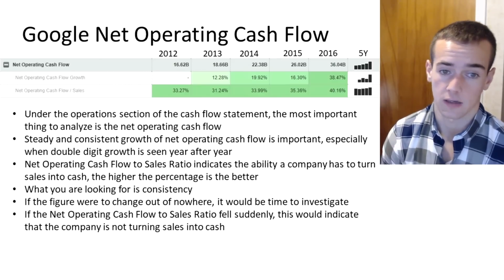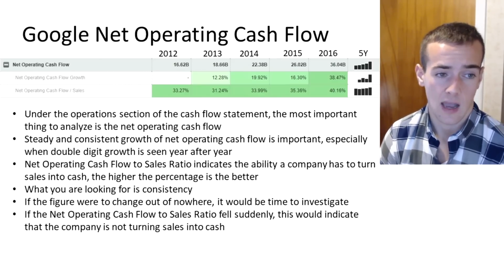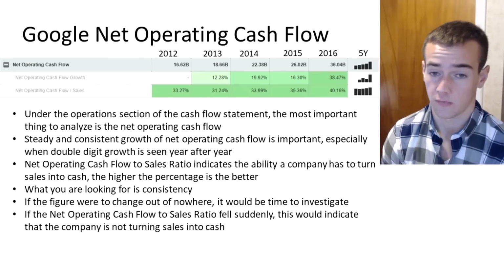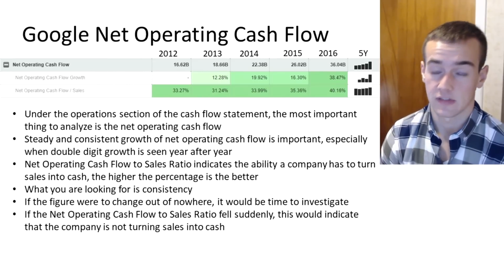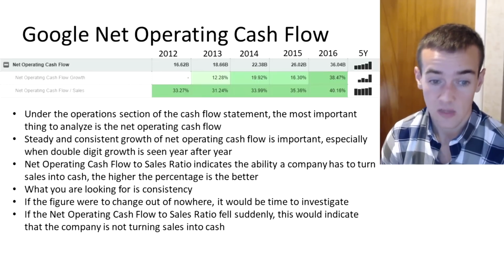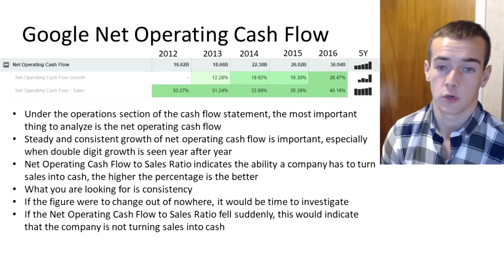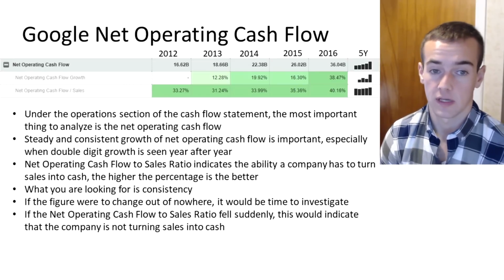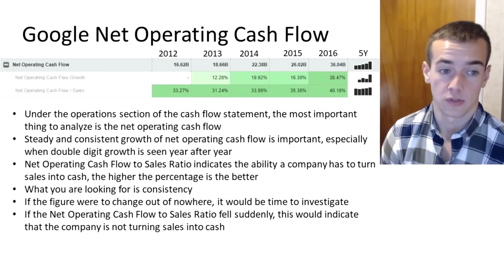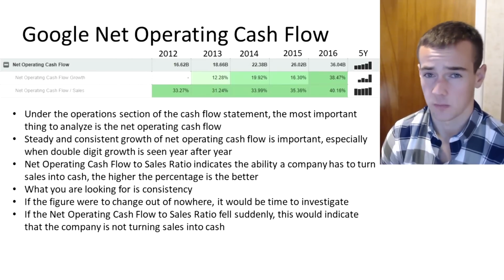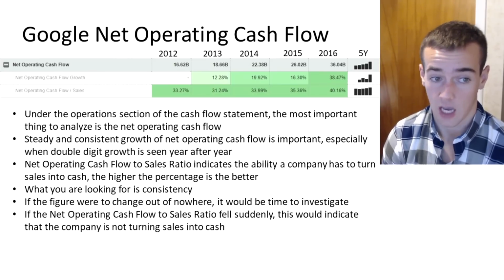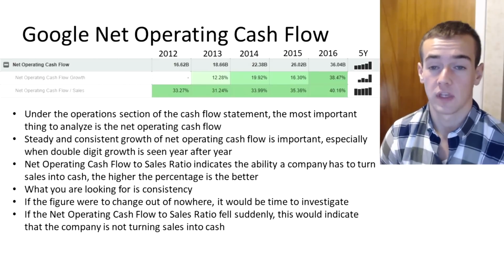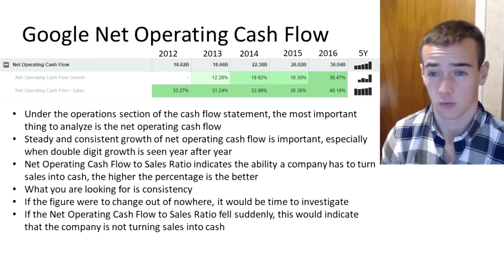If all of a sudden they had a 30% operating cash flow to sales ratio and it fell to 10%, that means that the sales are not being converted into cash, and you need to analyze why that may be. So just to recap, what you're looking for here is double-digit growth in the net operating cash flow, and then you want to see a double-digit percentage when it comes to the cash flow as far as how it's being converted into sales, the net operating cash flow to sales ratio. So this is what I pay attention to under the operations section of the cash flow statement.